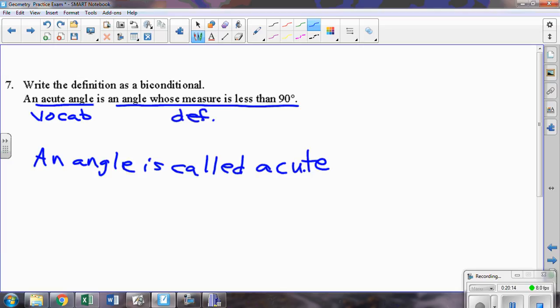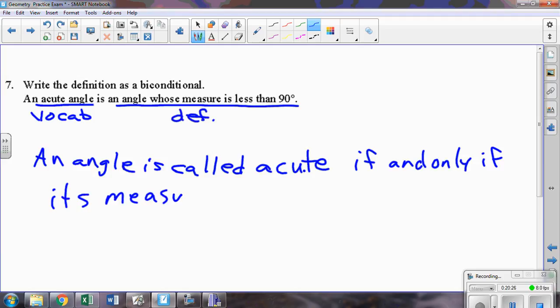An angle is called acute if and only if its measure is less than 90 degrees. So yes, an 89-degree angle would be called acute. An 89.999 degree angle is still called acute.